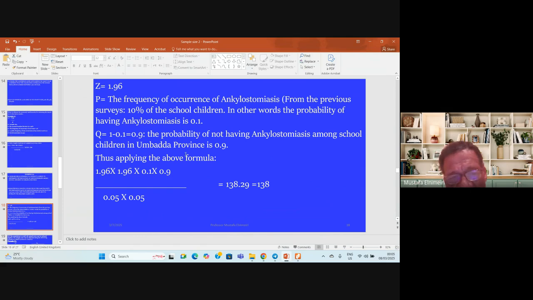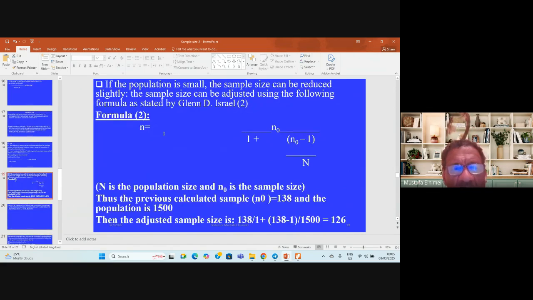Thus, applying the above formula, we have 1.96 multiplied by 1.96 multiplied by 0.1 multiplied by 0.9 divided by 0.05 multiplied by 0.05, and then we can get 138 sample size as calculated. If the population is small, the sample size can be reduced slightly. For example, sample size can be adjusted using the following formula as stated by Galen Israel in his famous article.